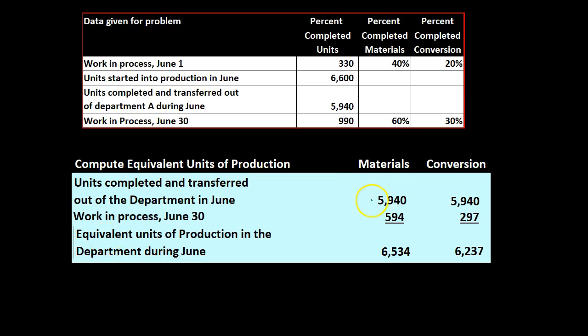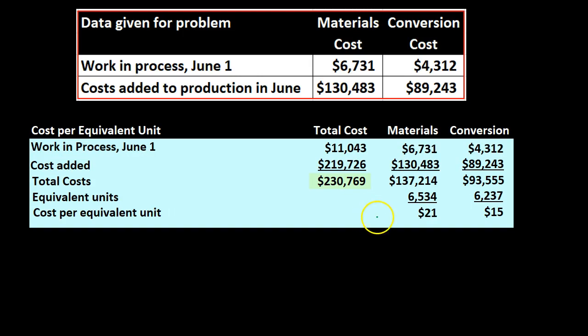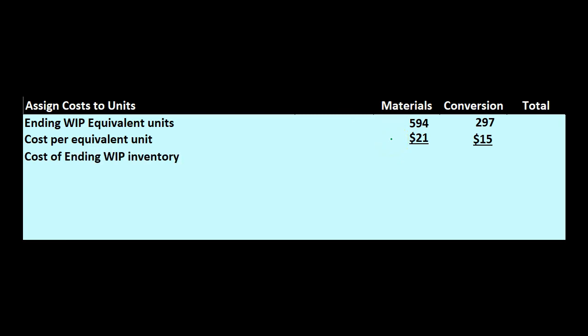Now we're going to take the units that we calculated last time. We'll start off with this 594 for the work in process at the end, and the 297, and then we'll go to the 5940 and the 5940 and apply them out using the cost per equivalent unit. So we're going to have the ending work in process equivalent units was the 594 units, and then the 297, this is the ending work in process amount. Then we have the cost per equivalent, which was the 21 and the 15 in dollars. If we then multiply those two out, we get the 12,474 and the 4,455. And that adds up to the 16,929 total.